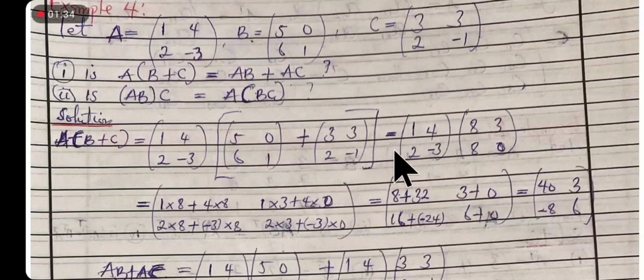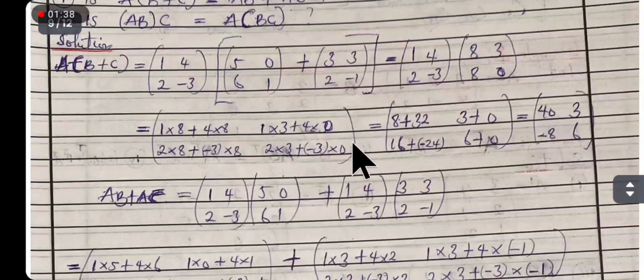Alright, so then we have to multiply this out. If you multiply this out, what you're going to have is 1 times 8 plus 4 times 8. That's what we have here. Then 1 times 3 plus 4 times 0 is what we have here. Then 2 times 8 plus minus 3 times 8. Then 2 times 3 plus minus 3 times 0 is what we have here.